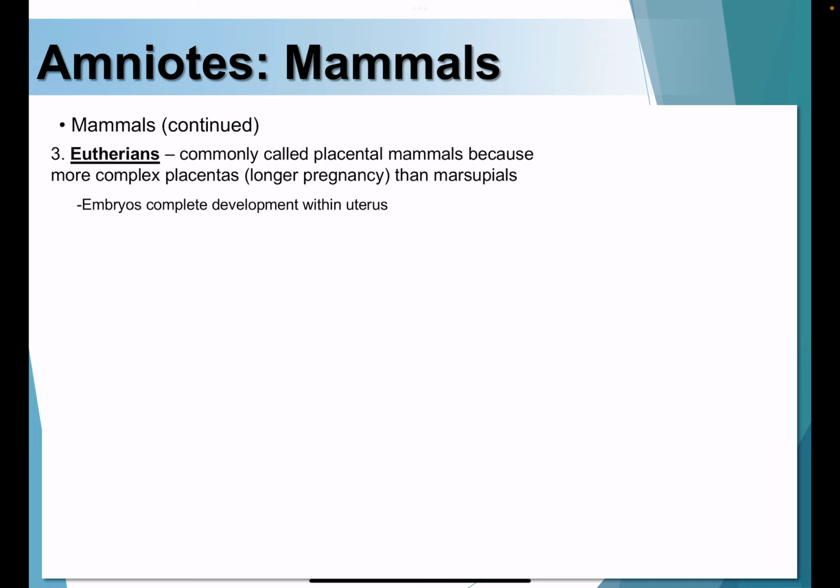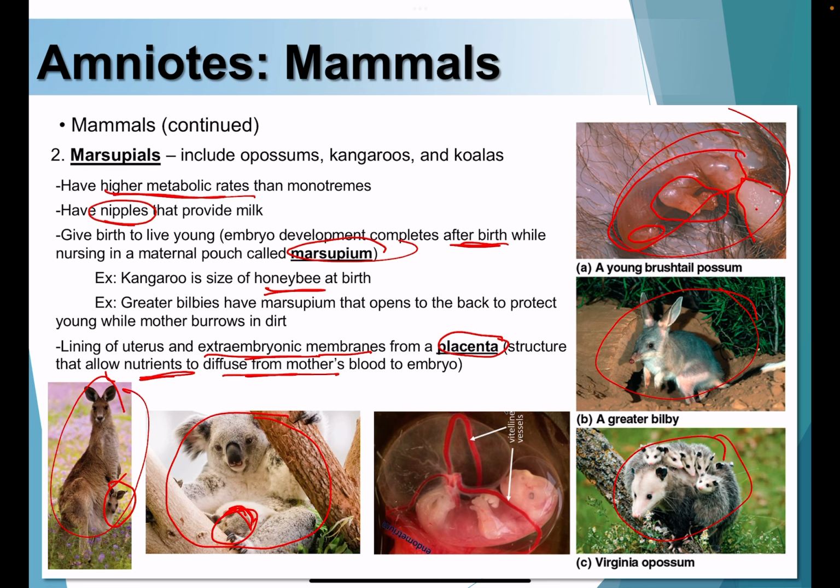The third group of mammals is called eutherians. Eutherians are commonly called placental mammals because they have a more complex placenta. Yes, the marsupials also have a placenta, but it's kind of simple looking, because if you see right here, this is the amnion that surrounds a marsupial. Here are some blood vessels going around, and this is already the endometrium of the uterus itself. So it's a very, very simple placenta when we're talking about marsupials.